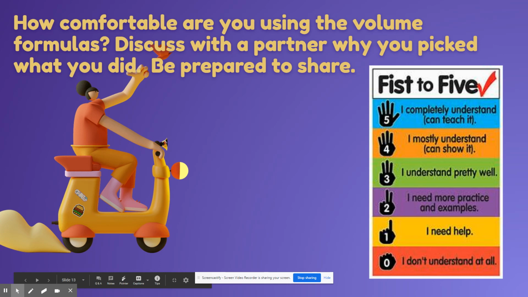How comfortable are you using the volume formulas discussed with a partner? Now, here's the thing: you can always Google the volume formulas, but you're going to want to start to memorize them because otherwise you're just constantly having to look something up. So if you're comfortable, great.